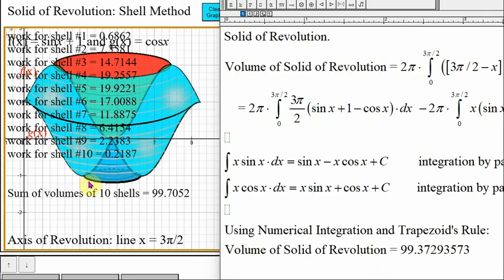And a few moments ago, when I divided the solid of revolution into 10 shells, the volume of the 10 shells was 99.7052. And here's the volume for an infinite number of shells. We can see that they're very, very close. And that's the end of the video.